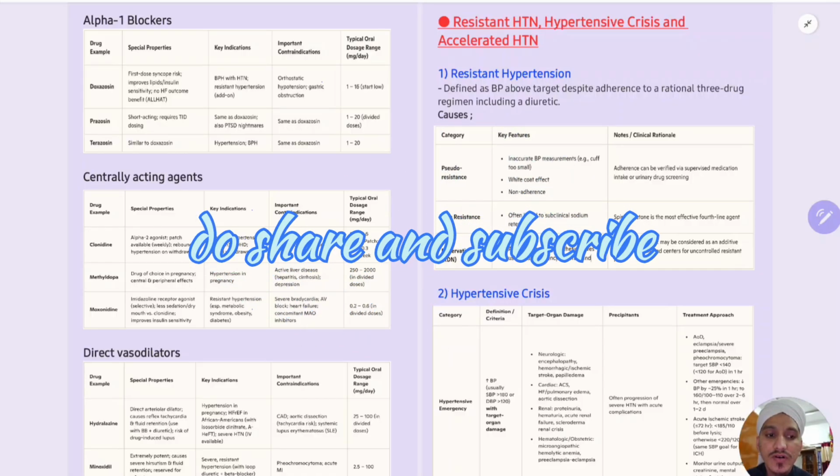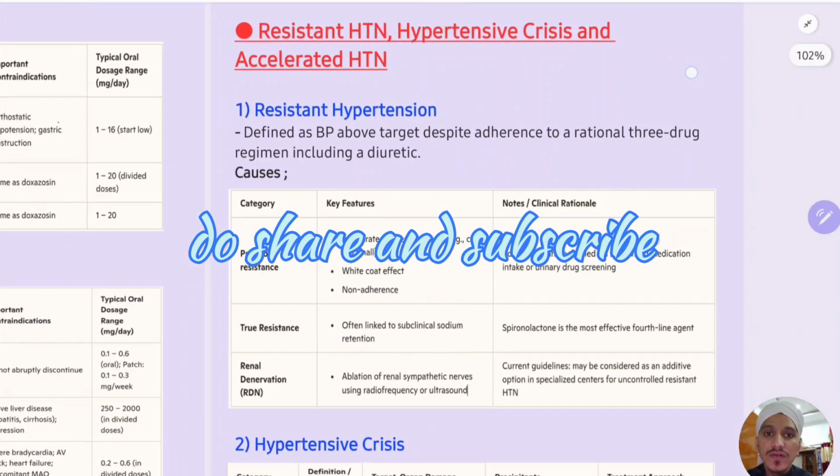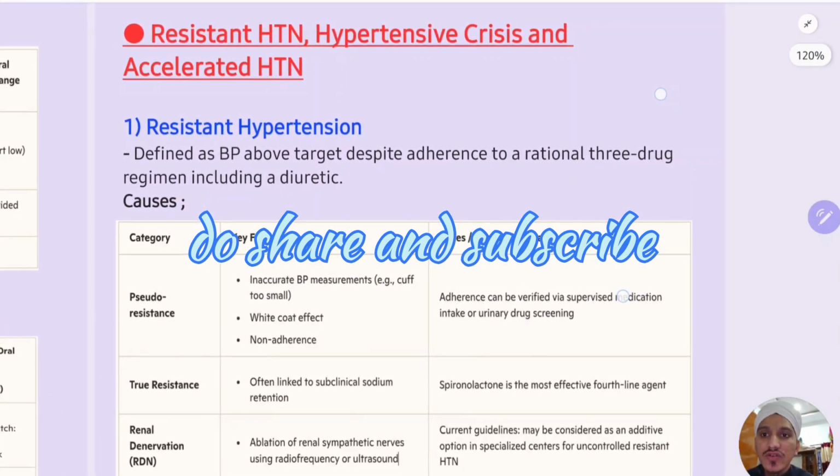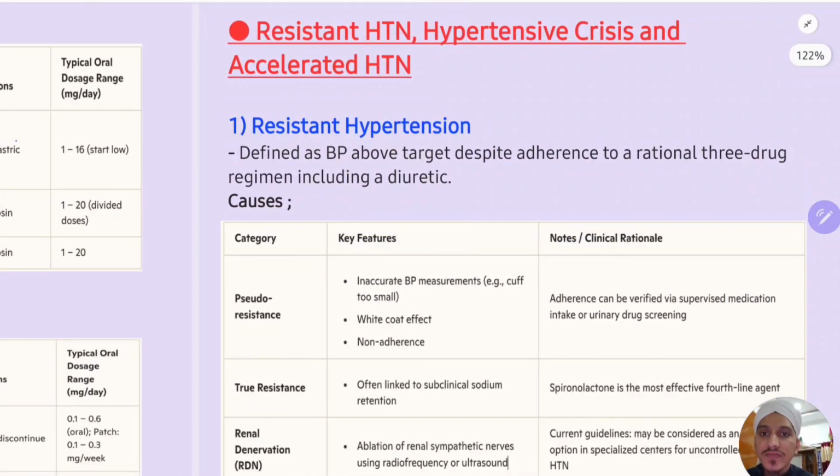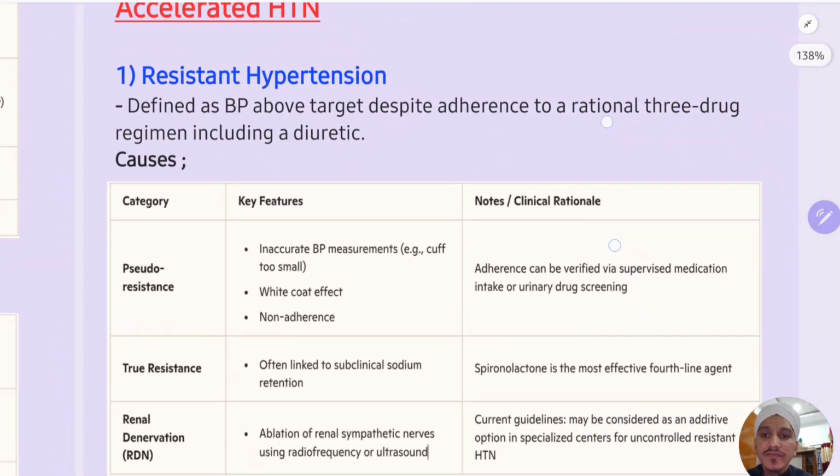So we have finished the topic of pharmacological therapy in hypertension. Let us now learn these topics which are mentioned here. They are resistant hypertension, hypertensive crisis, which includes urgency and emergency, and accelerated hypertension. Okay, let's begin with the name of Almighty.